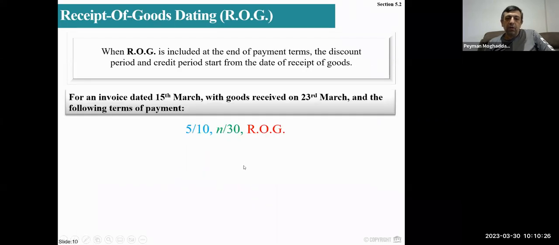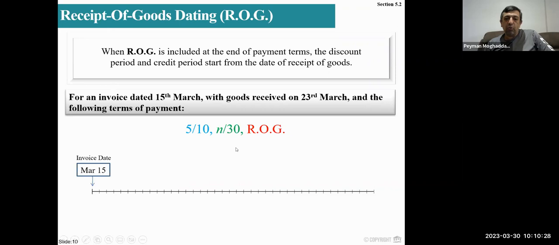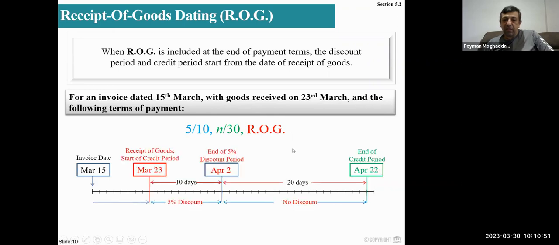All right. So if the payment term is ROG, which is going to be mentioned in the invoice, you will have payment term 5/10, N/30, and ROG. Okay. And ROG means receipt of goods. For an invoice dated March 15 with goods receipt on March 23rd, and the following terms of payment, we can just make the timetable. Just make sure you make this timeline, and put all the dates right on there.